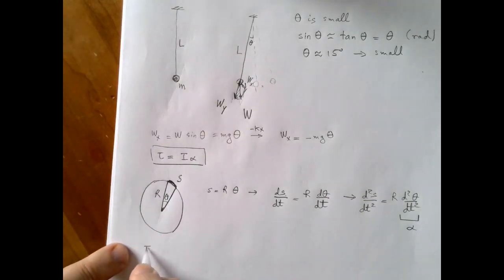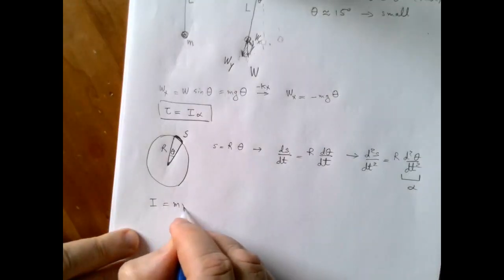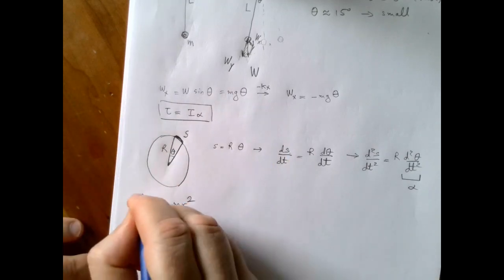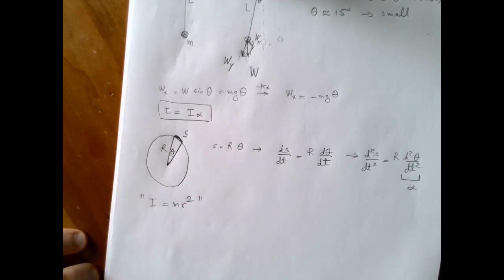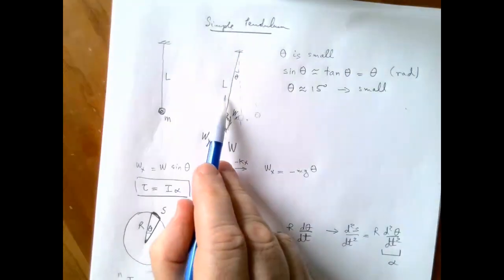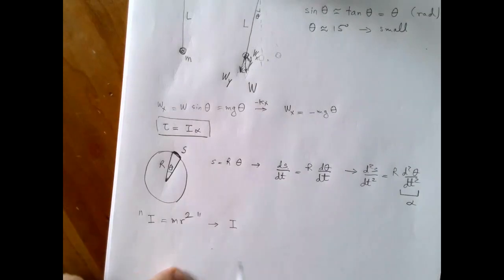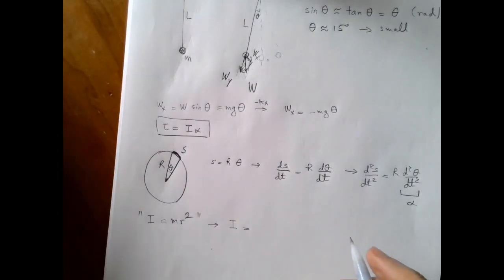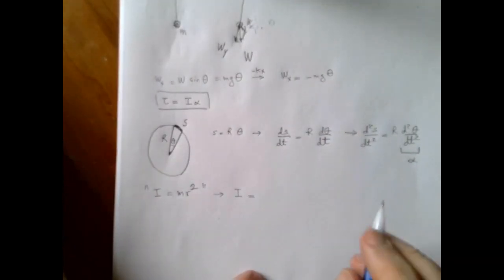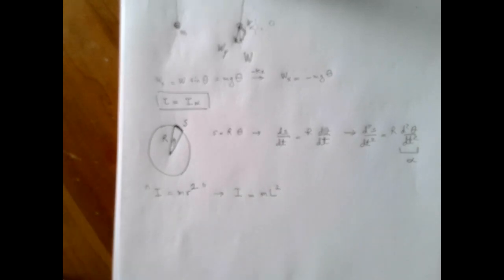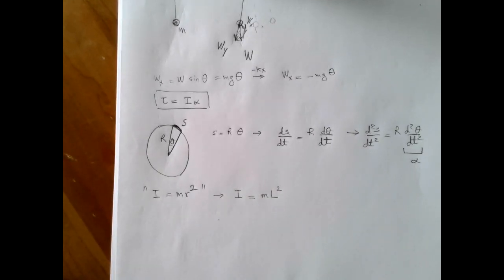On the other hand, the moment of inertia of a particle is mr squared. In our case, r is the length of the string. So the moment of inertia of our object, which is a point, it is a particle, is mL squared.